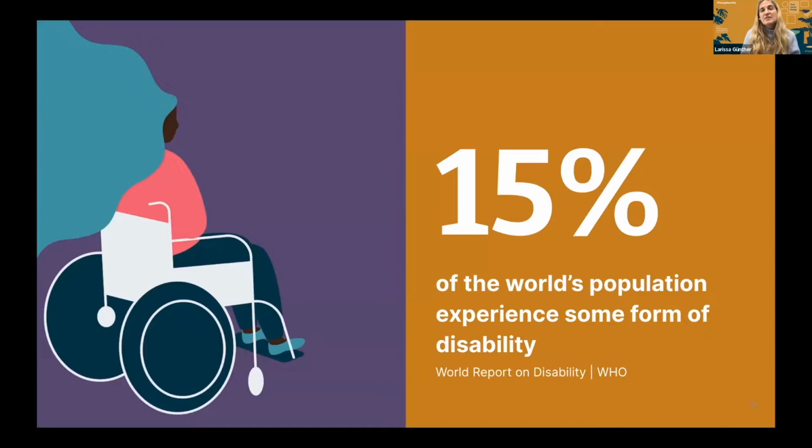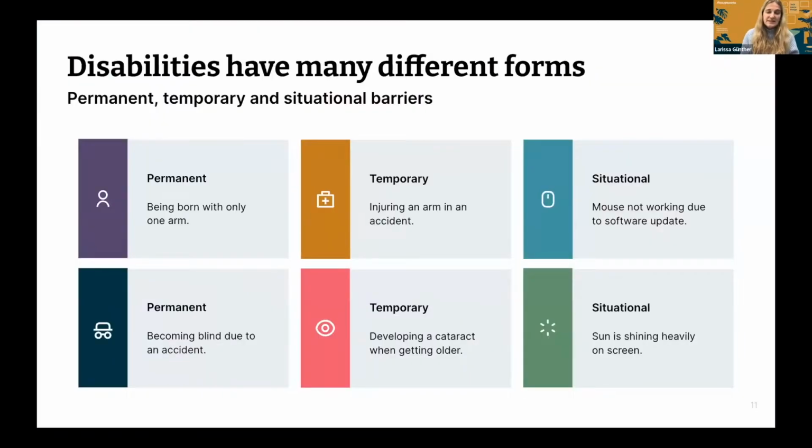So in general, the number of people facing disabilities is way higher than most people would expect. The World Health Organization states that 15% of the world's population live with some form of disability. And this number is constantly growing as the population gets older. And these are just the people that are living with a permanent disability. I think permanent disabilities is mostly what first comes to our minds when we think about disability, like being born with only one arm or becoming blind due to an accident.